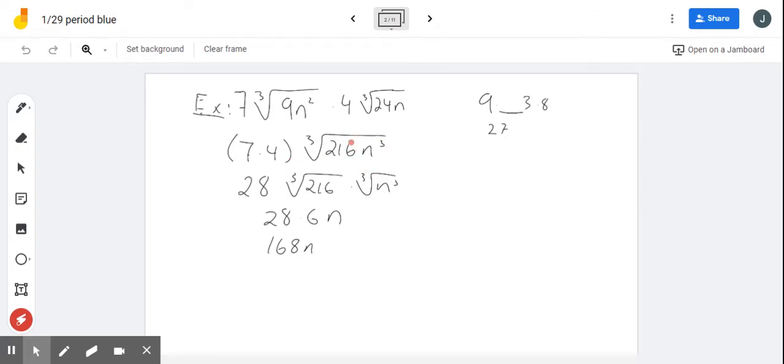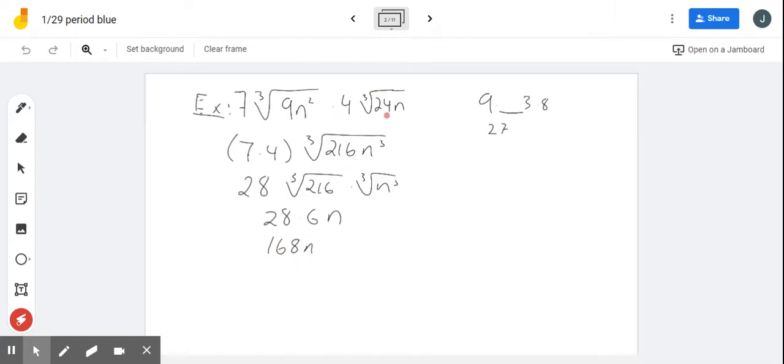Now, we'll break things up into perfect cubes. So the cube root of 216 is going to be 6. And the cube root of n to the third is n. There is no need for absolute values when taking an odd root. Like we said before, the cube root of 8 is only positive 2, and the cube root of negative 8 is only negative 2. So now we can simplify here. 6 times 28 is 168, and 168n is simplified.